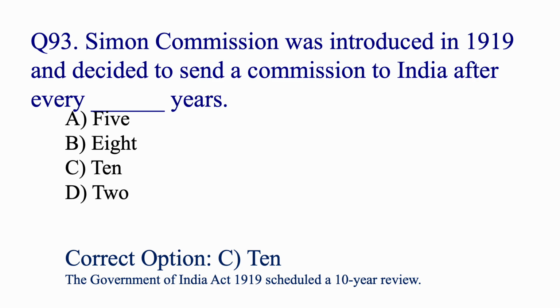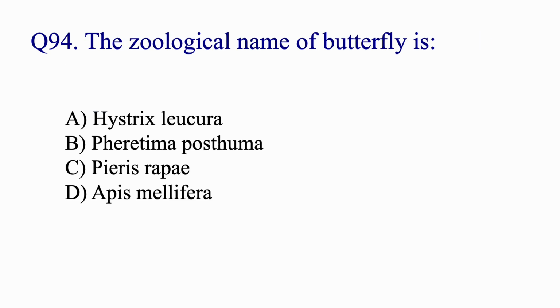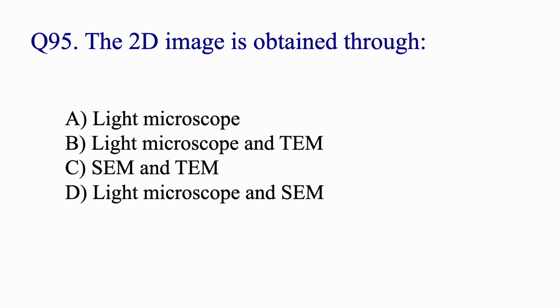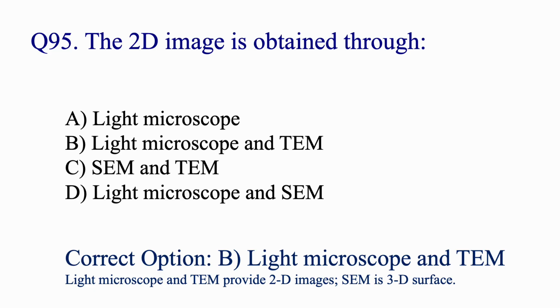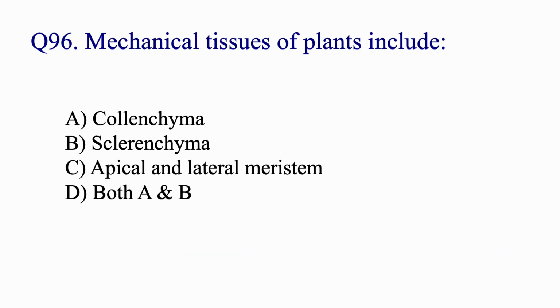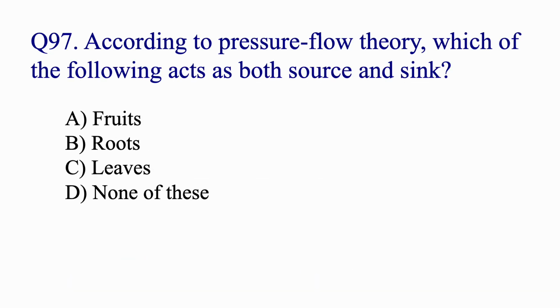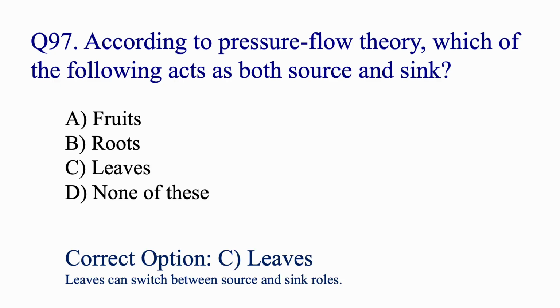The zoological name of butterfly is Pieris rapae. The 2D image is obtained through light microscope and TEM. Mechanical tissues of plants include both A and B, collenchyma and sclerenchyma. According to pressure flow theory, which of the following acts as both source and sink? Leaves.